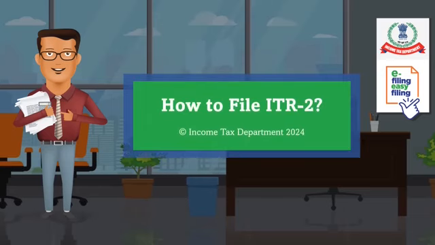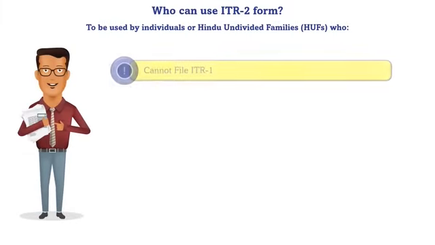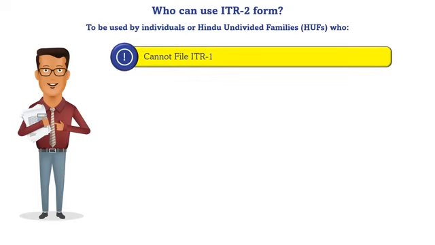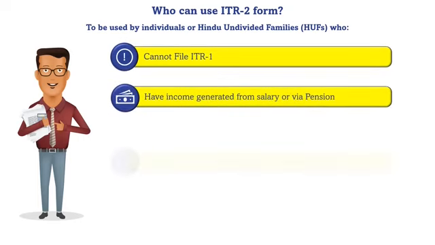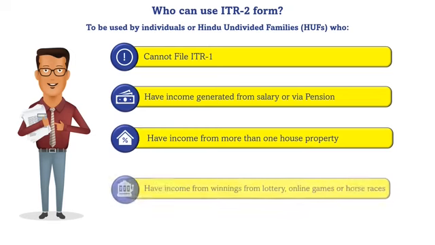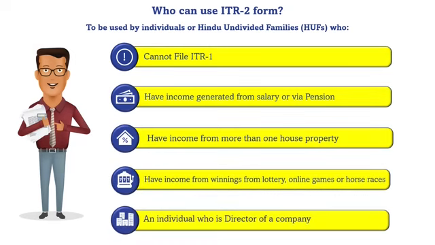This video is on how to file your income tax return in Form ITR-2. Form ITR-2 can be used by those individuals or Hindu undivided families who cannot file ITR-1, who are having income generated via salary or pension, income from more than one house property, income from winnings from lottery, online games or horse races. The form can also be used by an individual who is a director of a company.